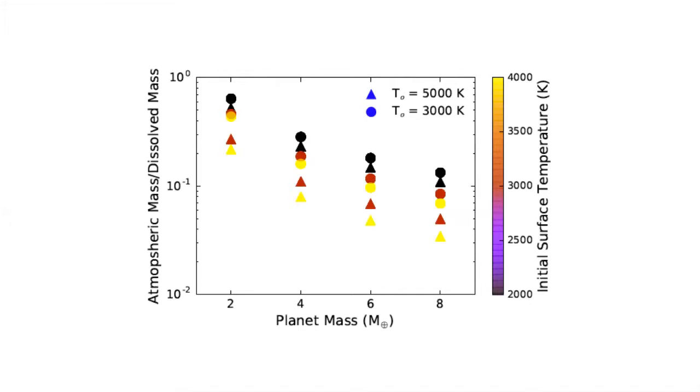But the key point here is that for super-Earths like 3, 4, 5 Earth masses in this range, we are often getting 3 or 5 times more gas stored inside the planet than is in the atmosphere. So that's the key idea in the story that I'm presenting.